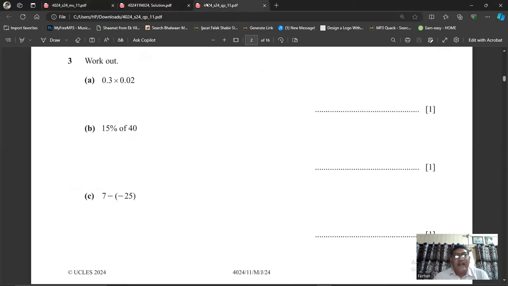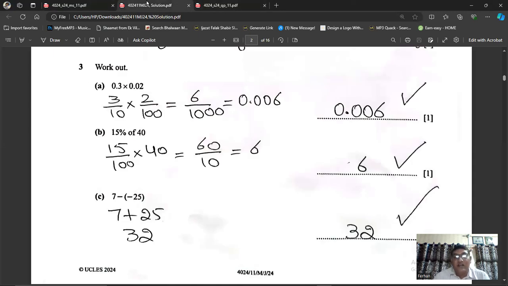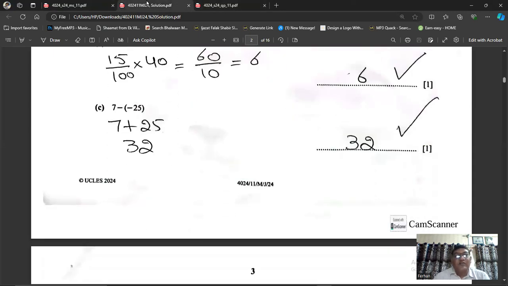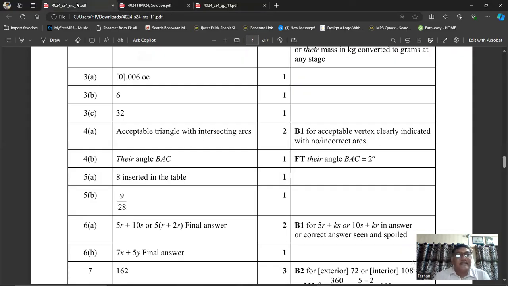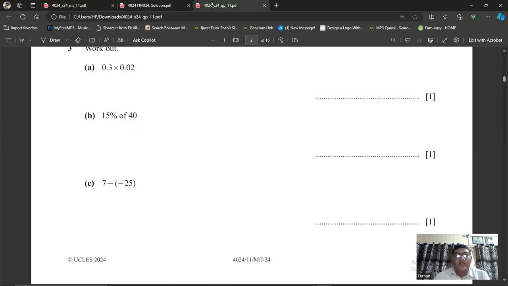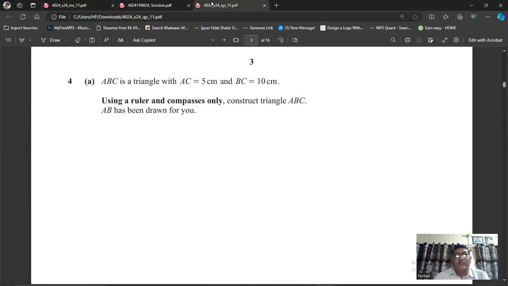Okay. Now we have the C part, and it's a 1 mark question. 7 minus bracket start minus 25 bracket close. So we will have 7 plus 25. This minus minus multiply 1, they become positive. So you will have 7 plus 25, that is 32. So my answer is 32. The answer is right. Okay, so we are going to the next question, the question number 4.